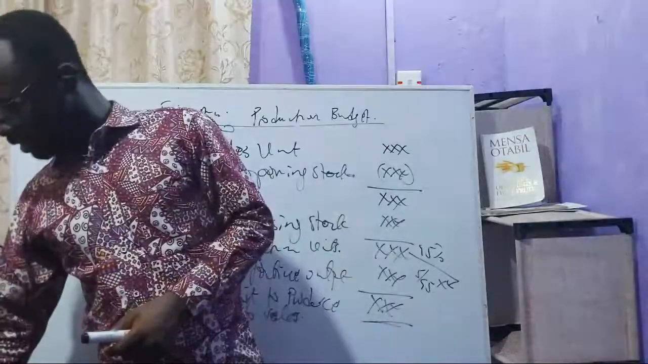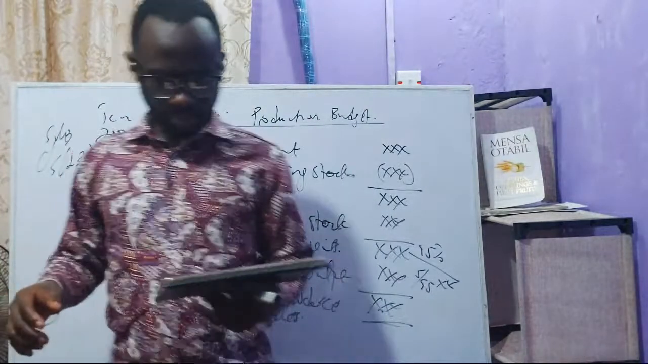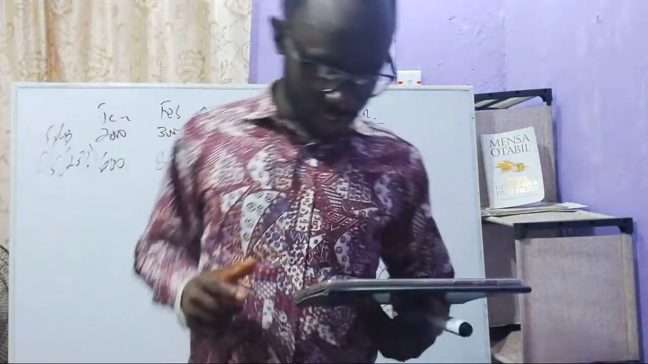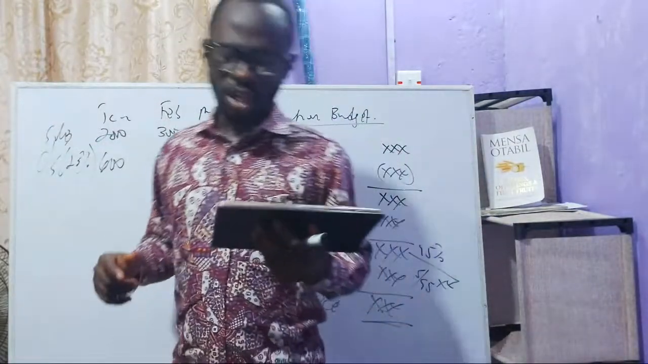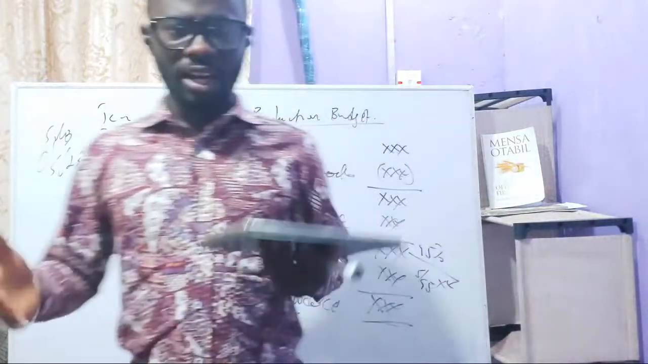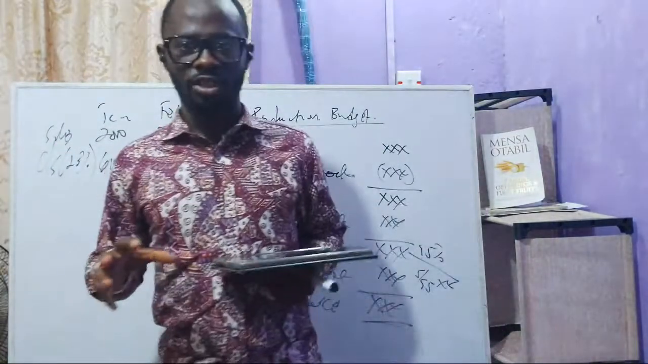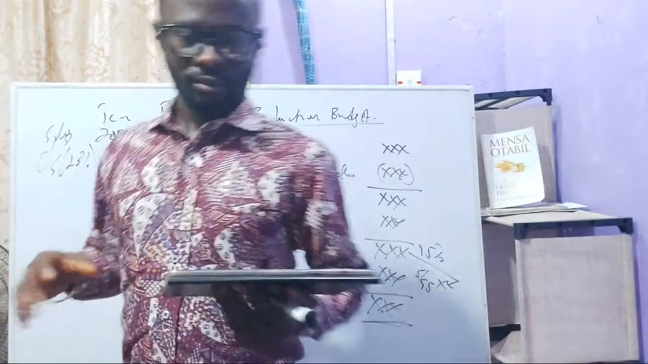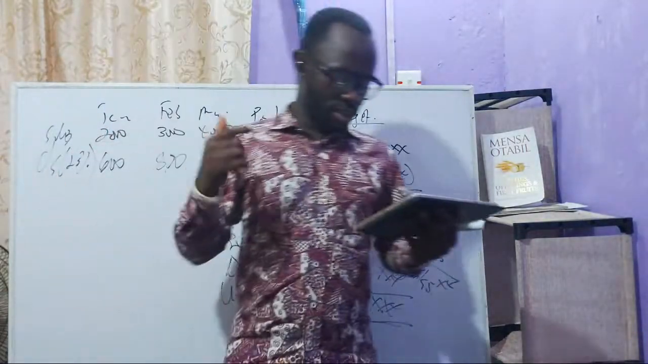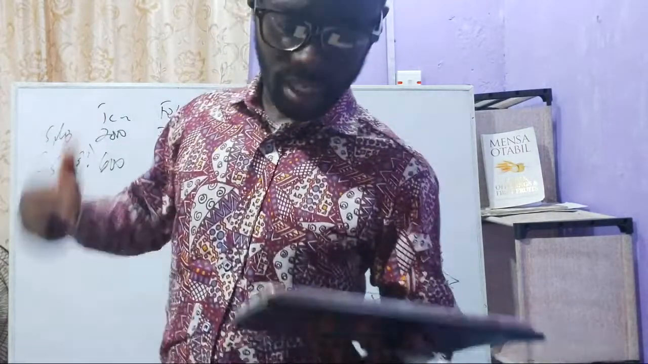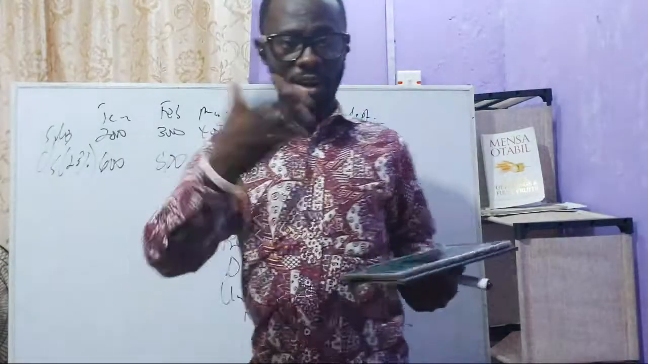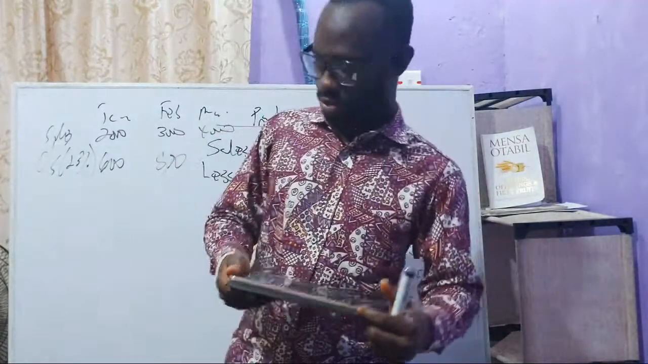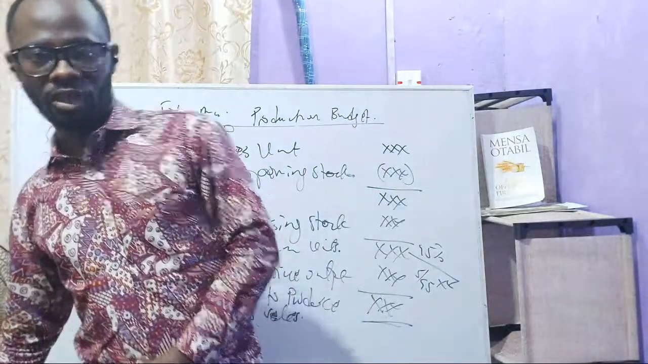Okay, so let's go. I think I see a question from Prince Anno. Prince is saying, sir, please, what if you add the increased inventory to sales units? Prince, I don't understand what you are saying. Which increased inventory are you talking about here? Maybe you can clarify it for me, so that I can answer you better.